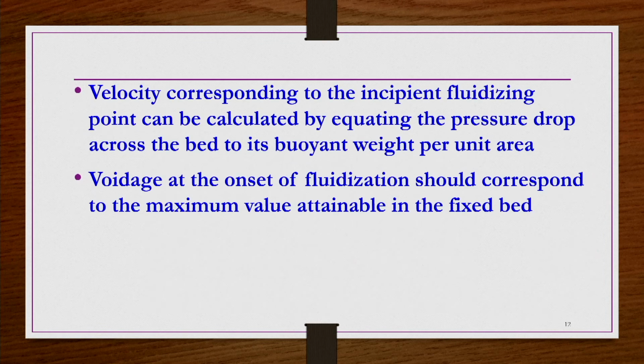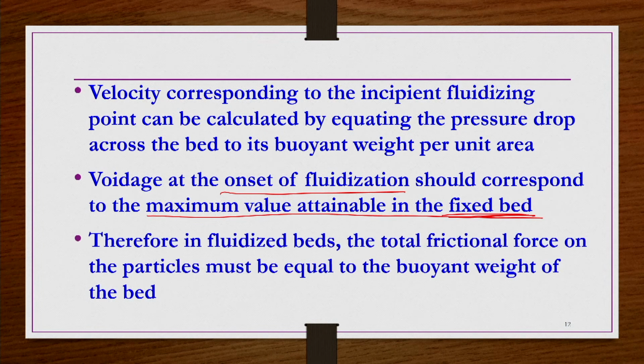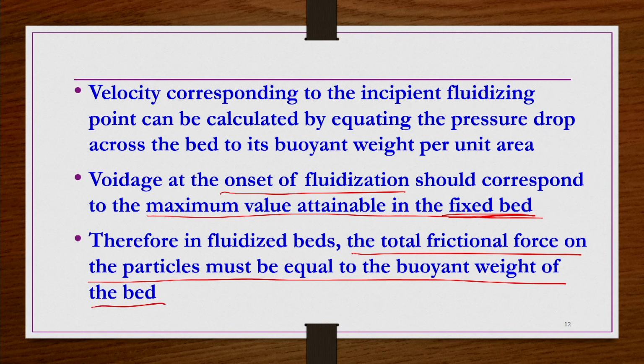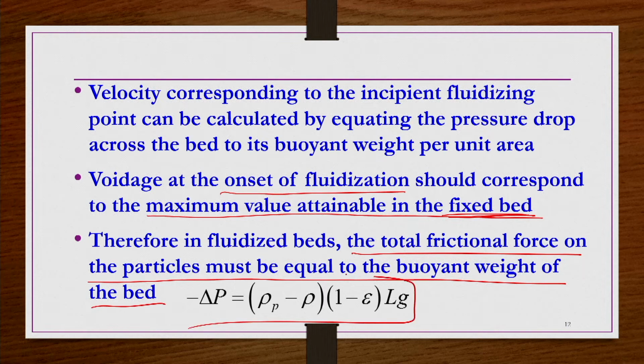Okay. So the velocity corresponding to the incipient fluidizing point can be calculated by equating the pressure drop across the bed to its buoyant weight per unit area, and the voidage at the onset of fluidization, or incipient point of fluidization, should correspond to the maximum value attainable in the fixed bed conditions. Therefore, in the fluidized bed, the total frictional force on the particles must be equal to the buoyant weight of the bed. When you do these things, you will get this expression.